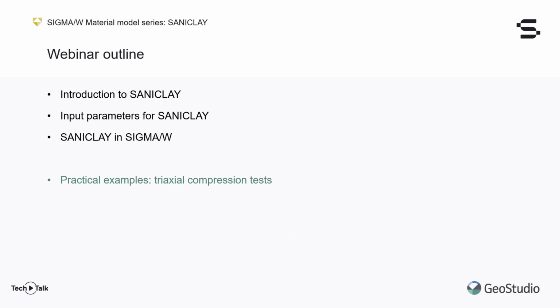This concludes the introduction to the fundamentals of the SANICLAY model. As we have seen, the model takes the foundation laid out by modified Cam-Clay and brings it to a new level through the addition of anisotropy and rotational hardening. We have already encountered most of the model's input parameters in the previous section, but let's still take a moment to review them all together for each of the two SANICLAY flavors available in Sigma W.